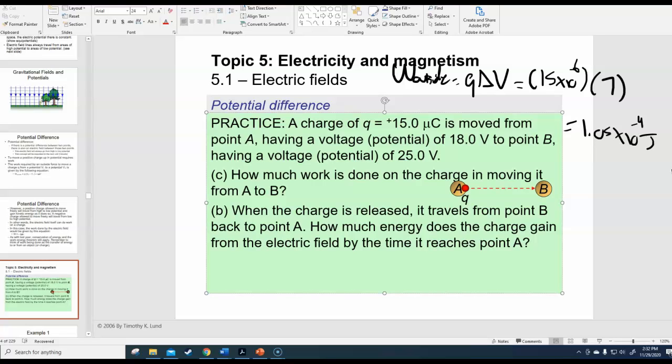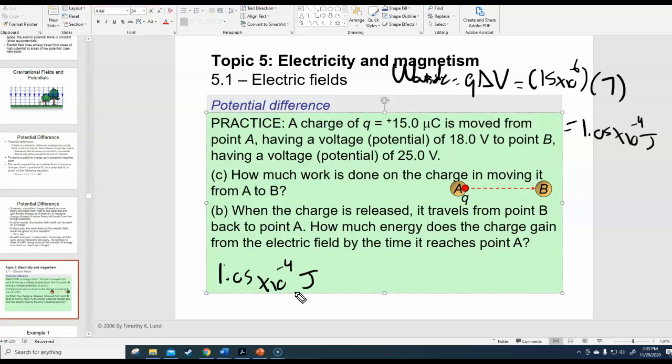Now, let's say I move the charge from point A to point B, and I let it go. The next question says when the charge is released, it travels from point B back to point A. How much energy does the charge gain from the electric field by the time it reaches point A? If you've been paying any type of attention, you should realize, of course, that the answer has to be 1.05 times 10 to the negative 4 joules.